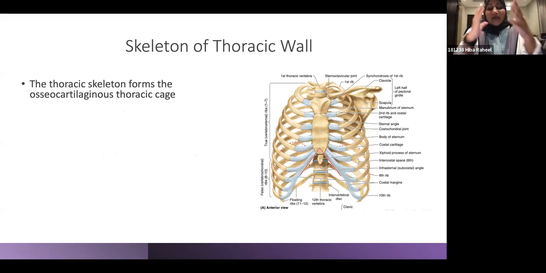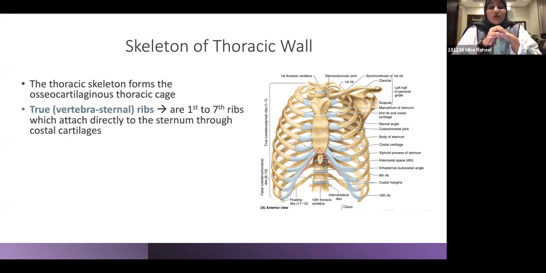So first, let's discuss the skeleton itself, the bony structure itself. The way our rib cage is formed is very unique in the sense that it's both bones as well as cartilage. So it's called the osteocartilaginous thoracic cage, right? Osseous means bone, and cartilaginous comes from the word cartilage. There are in total 12 ribs in the body. The first to seventh ribs are the true ribs. These are the ribs that directly attach to the sternum. The sternum is this bony flat bone in the center of your chest, and it directly lies above the heart.